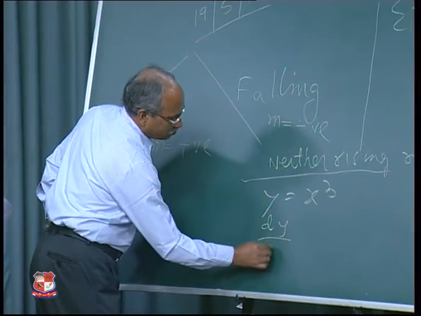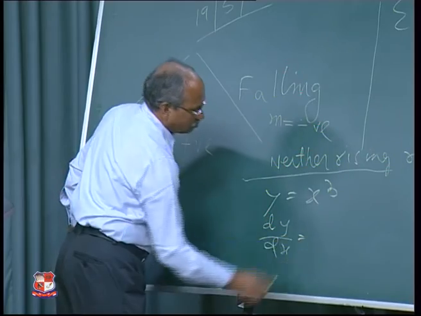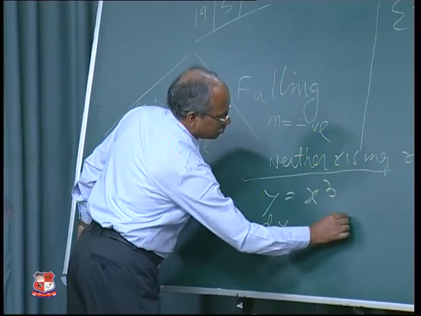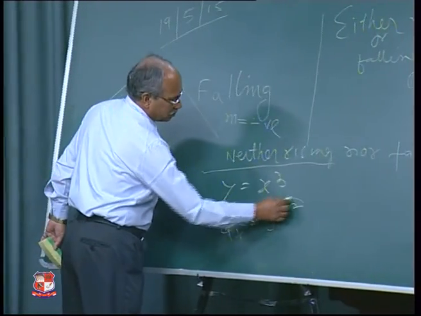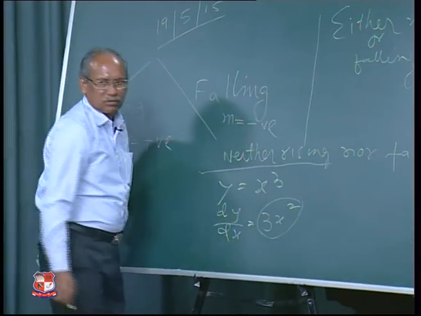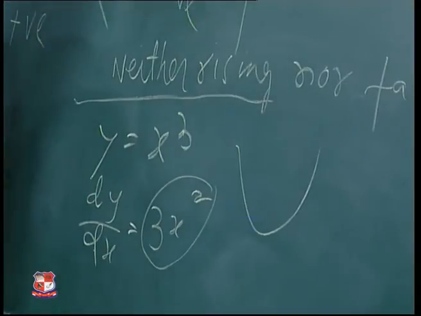What will be the dy dx here? 3x square. What does the square mean? It is a... how will it look like? Parabola. Parabola means it will look like that.